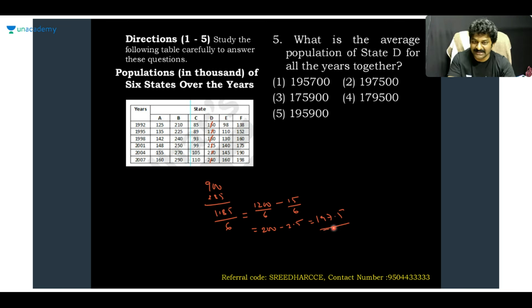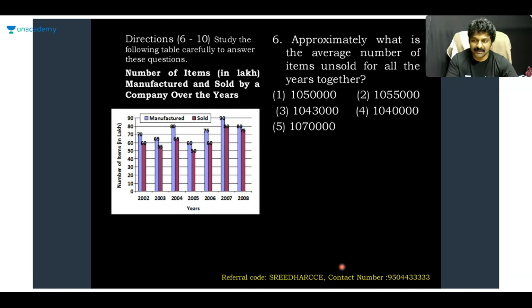You should see this number because all the values are in thousands, you need to multiply it with 1000, but forget about that number. You should see 1975. Second option, answer. Done. Converting 1185 to 1200 minus 15 is very important. Second option. Come on, next. Another set.